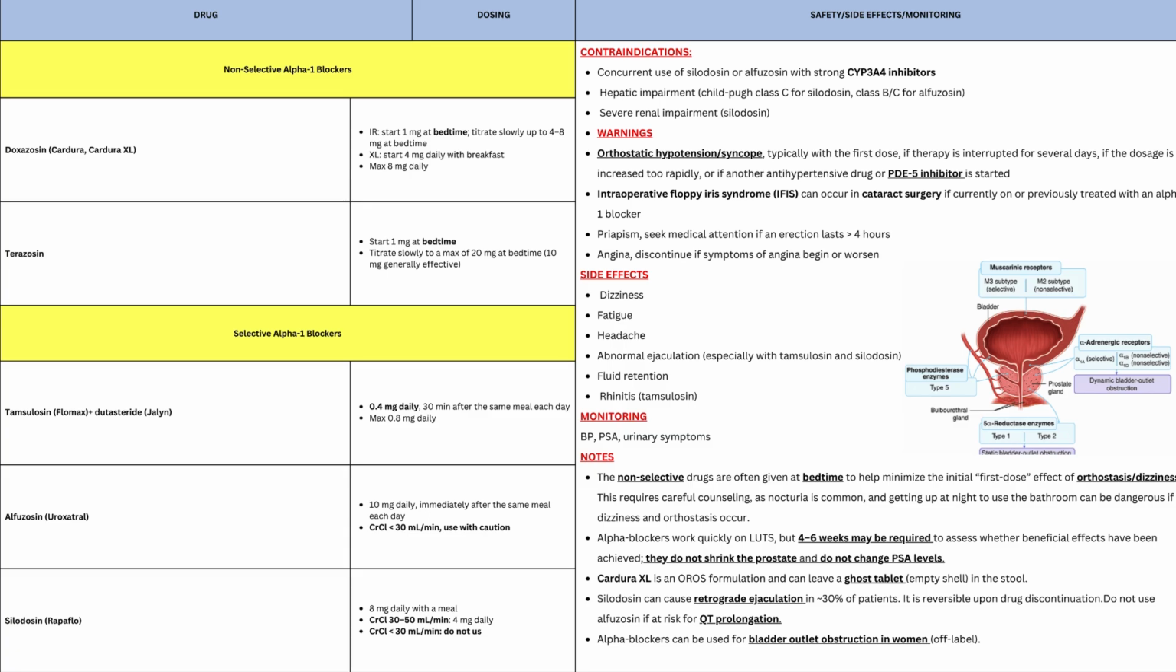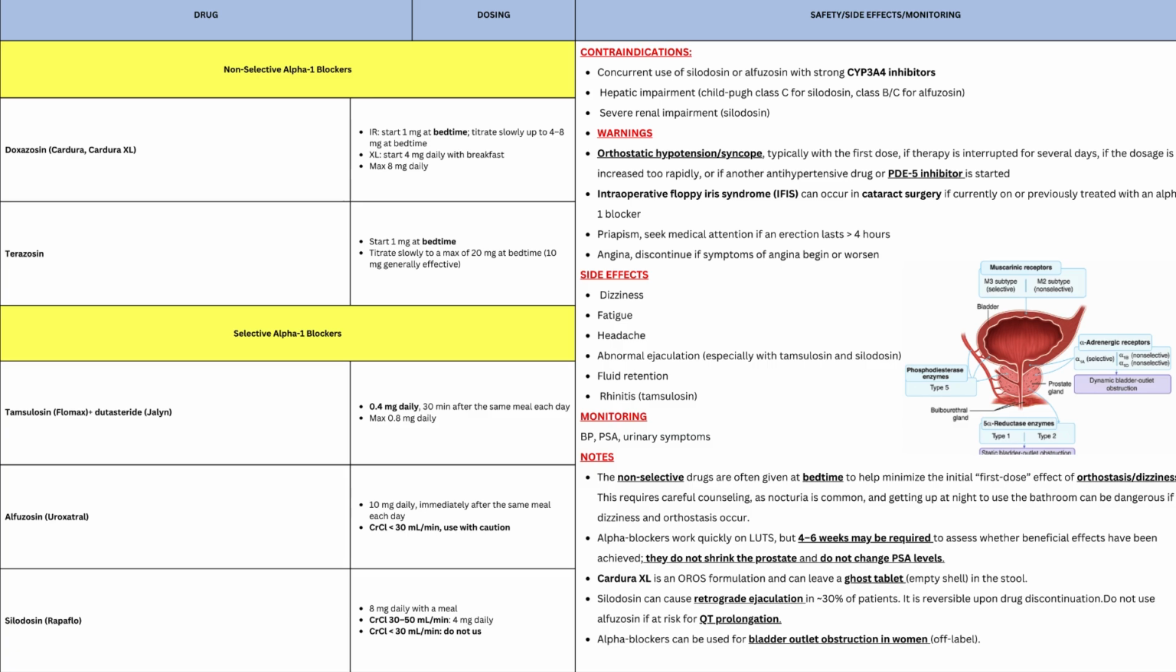The next selective alpha 1A blocker is silodosin, branded as Rapaflo, 8 milligram daily with a meal. If the creatinine clearance is 30 to 50 ml per minute, reduce to 4 milligram daily. And if the creatinine clearance is below 30 ml per minute, do not use it. The contraindications of these drugs: avoid silodosin or alfuzosin with strong CYP3A4 inhibitors, and they are contraindicated in hepatic impairment, avoid use in Child-Pugh class C for silodosin and class B or C for alfuzosin. These are contraindicated in severe renal impairment.